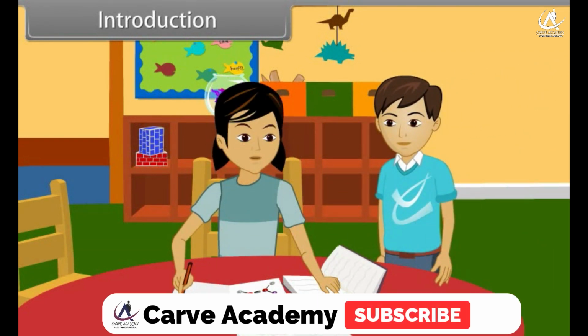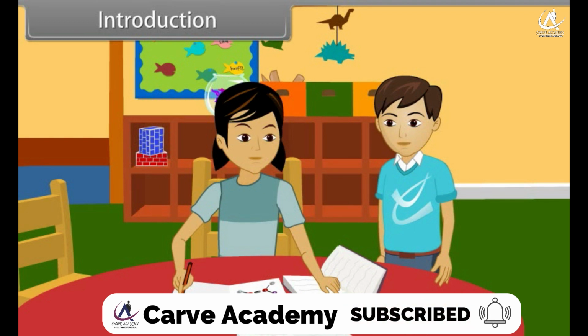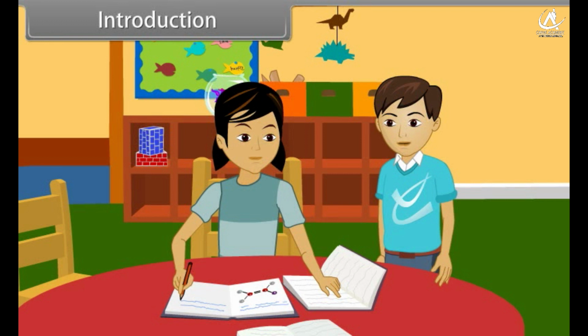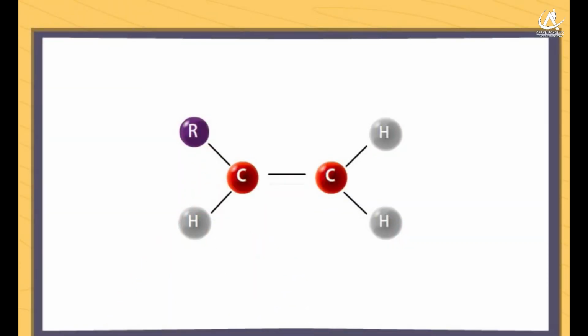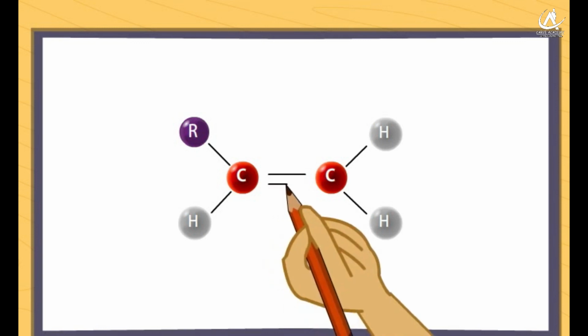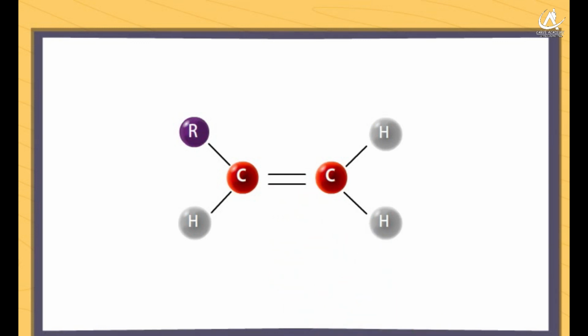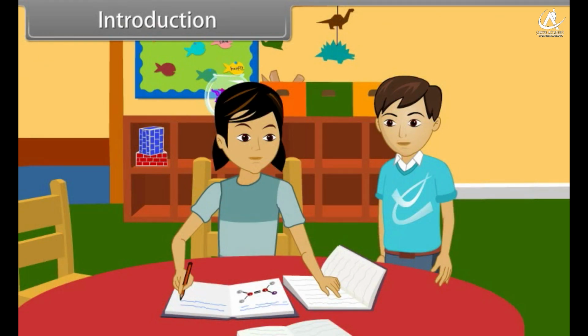Don't scrub, Ankush. Let me study. What are you studying? I'm doing my homework of chemistry. You are doing wrong. What are you doing? Now this is correct. No, this is a double bond and this is an alkene. Teacher has taught us about single bond and alkanes, but she did not teach alkenes.